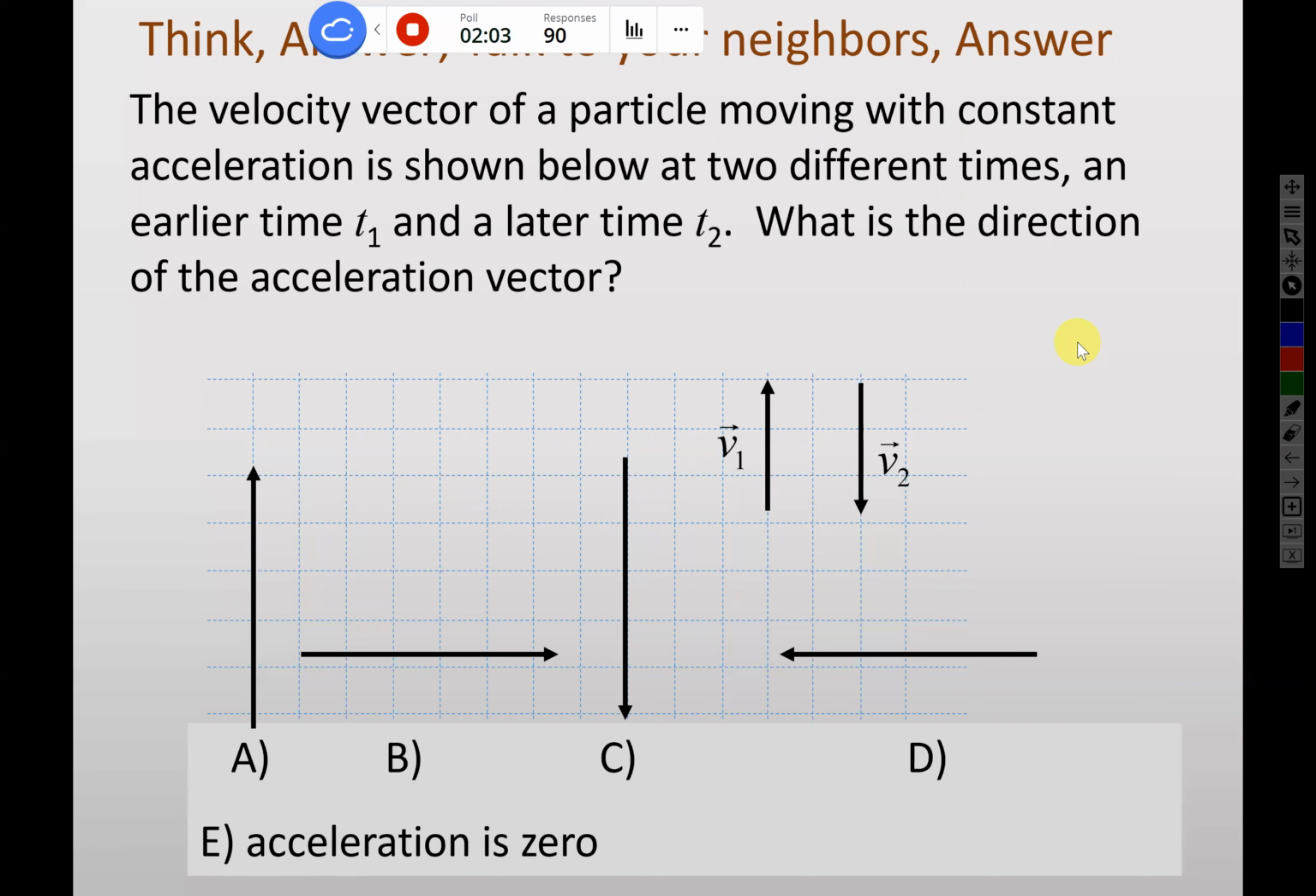So you draw a change starting from tip of the previous vector to the later vector, or initial to final. Okay, I'm going to be closing this poll, folks, in 5 seconds. 5, 4, 3, 2, 1, and it stops.